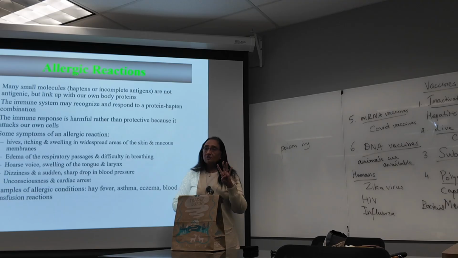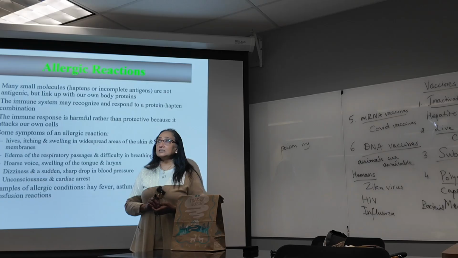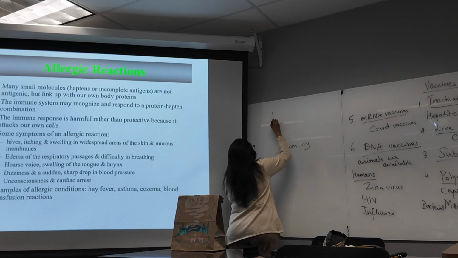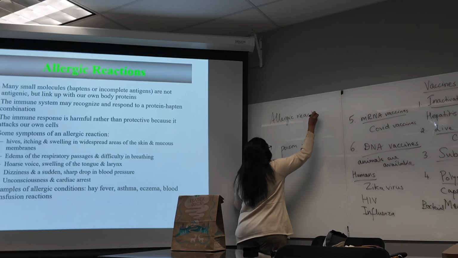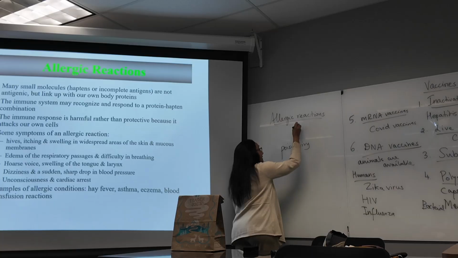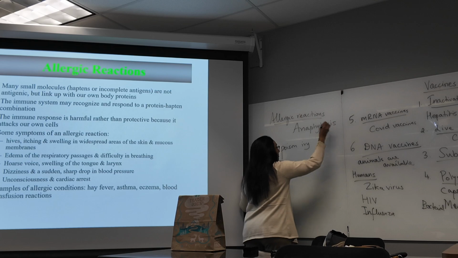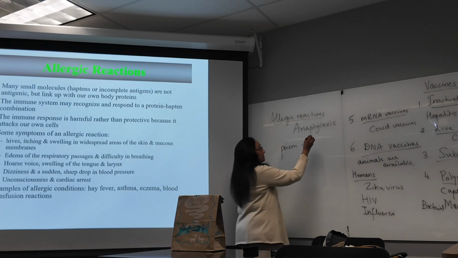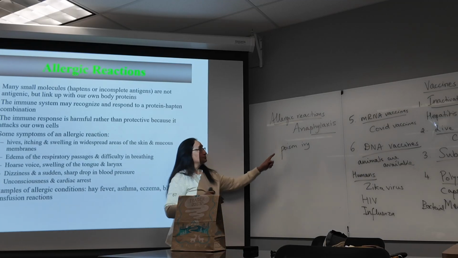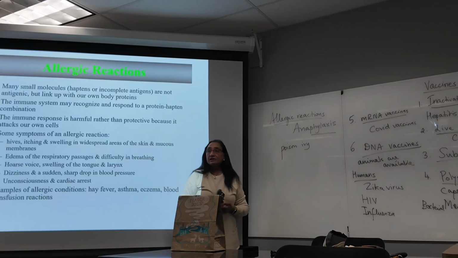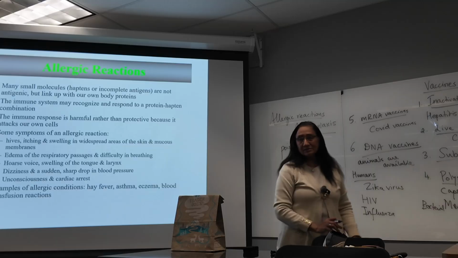There are about 4 different subtypes: type 1, type 2, type 3, type 4 hypersensitivity reactions. So this is another name for allergic reactions. Allergic reactions is what you commonly term it. The medical term is anaphylaxis. Phylaxis means protection. Ana means opposite. No protection. So there's a type 1 anaphylaxis, type 2, type 3, type 4 anaphylaxis.